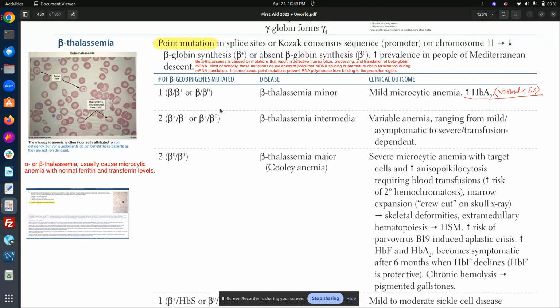These are the names of iron chelators which we usually give when we are giving excess or continuous blood transfusion to the patient with thalassemia, because continuous transfusion can lead to iron overload, iron toxicity in the body. So to decrease that iron overload, we give patients iron chelators.